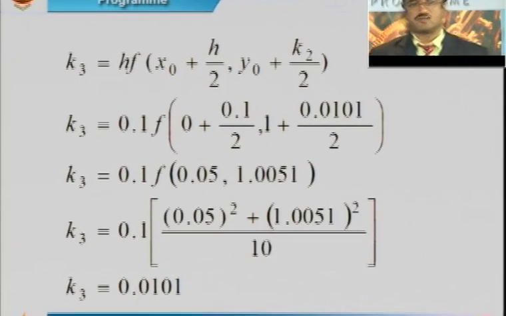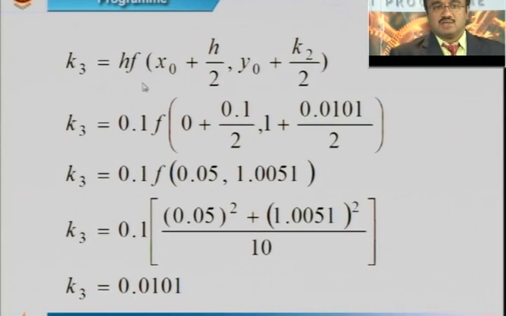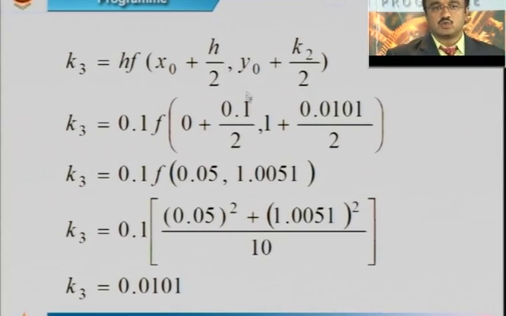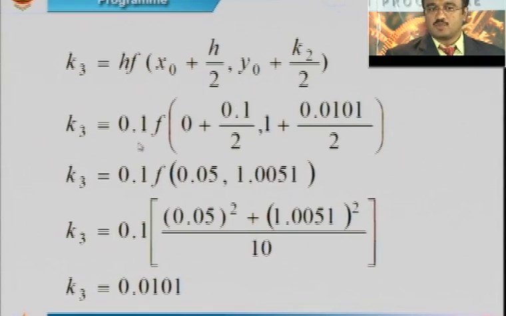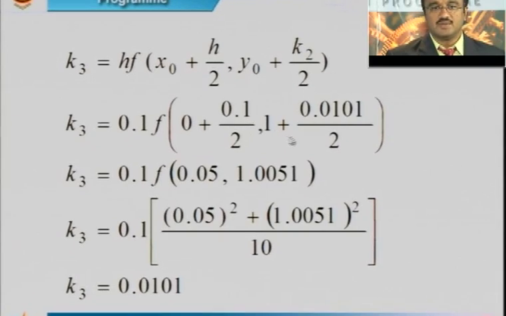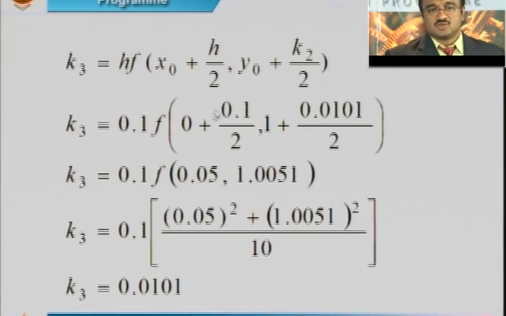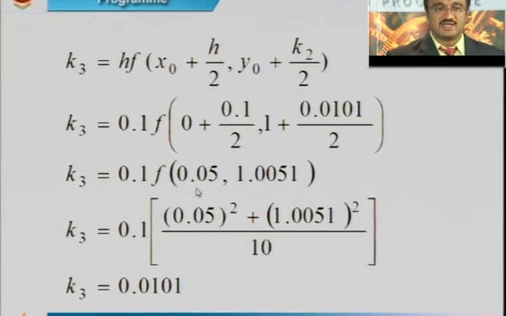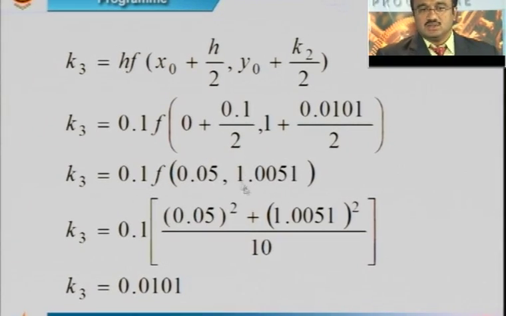Then again k3: h into f of x0 plus h by 2 comma y0 plus k2 by 2. H is as usual 0.1, x0 is 0, so 0.1 by 2 comma 1 plus 0.0101 by 2. Simplification of these gives f of 0.05 comma 1.0051. Substituting these x and y values in the given equation, we get the value of k3 in this form, again 0.0101.